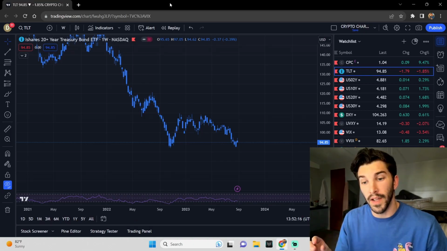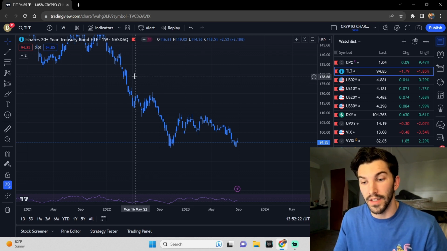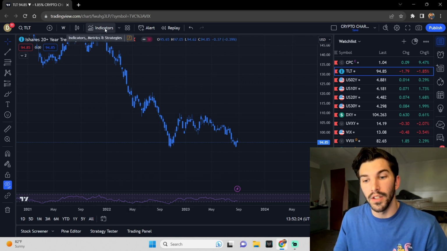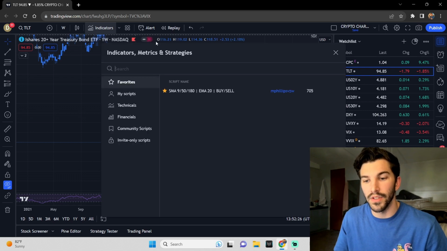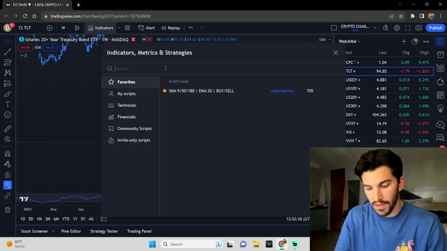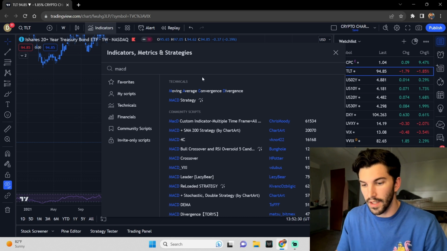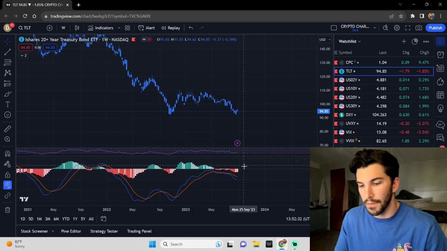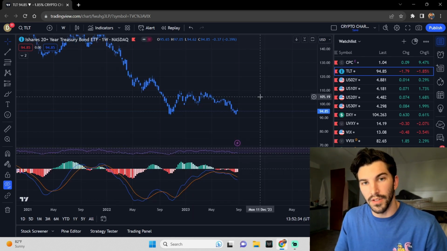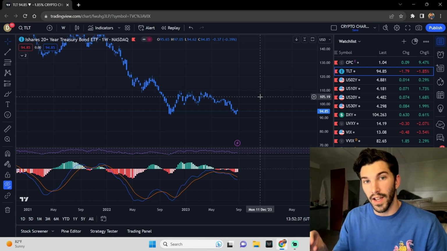Before we discuss what the MACD is, I want to tell you exactly how to add it to your chart so you can see it right in front of you. And TradingView makes this very easy. If you go to the top of the screen, you're going to see this tab called Indicators. You want to click that and then type in the search bar MACD. And we're going to select the first one and boom. The MACD has now been added to our chart and we can use that for our trading strategies.